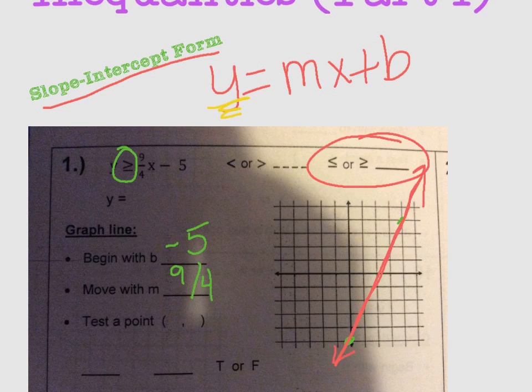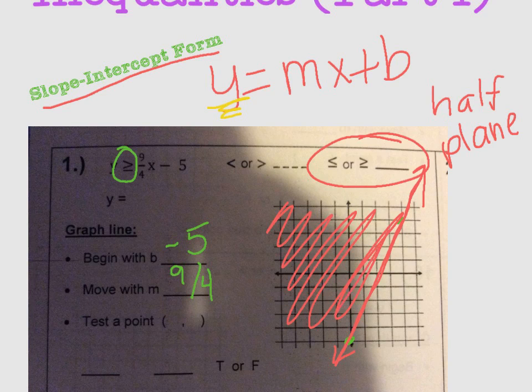The last portion of graphing our inequalities is to shade a half plane. A half plane is simply half of your graph. When we're looking at greater than or equal to, and I look at a point on my graph, greater than would be above the graph. So I shade in everything above my graph.